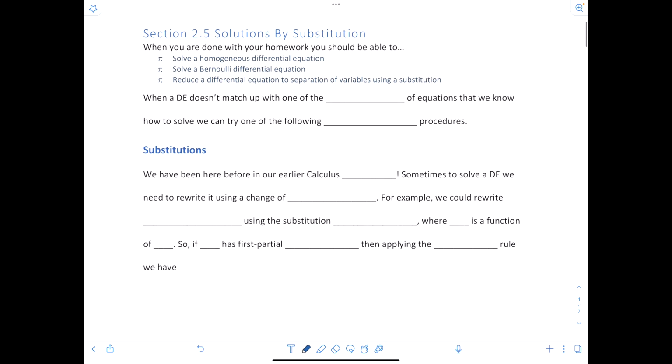All right, so here we go. When a differential equation doesn't match up with one of the classes of equations that we know how to solve, we can try one of the following substitution procedures. So we basically are going to try to make this look like a linear equation where we find an integrating variable, an exact equation, one of the equations that we've learned how to do in our previous sections of Chapter 2. We have been here before in our earlier calculus journeys.